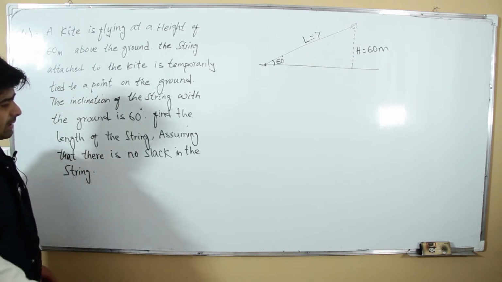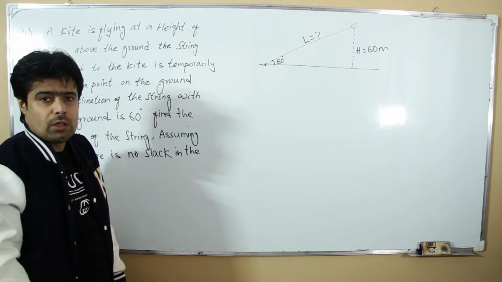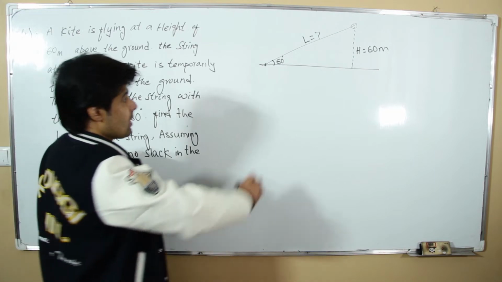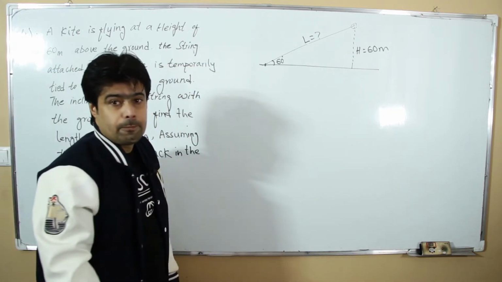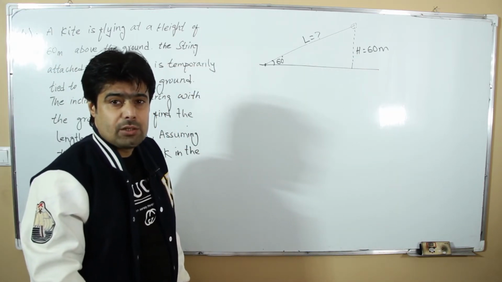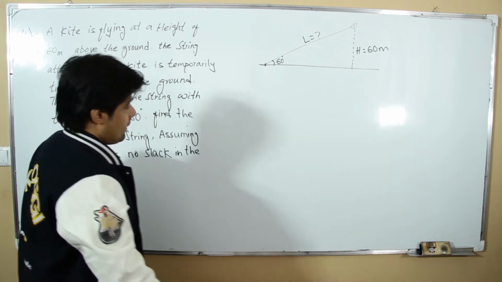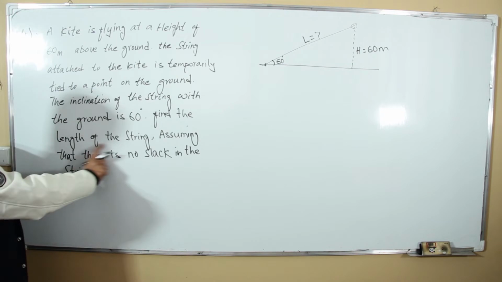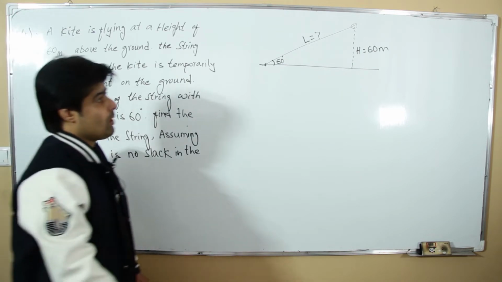What do you mean by slack? Slack means loose. It means there is no loose. It means it is tied firmly. It is completely tied. I think you have got. Now, you have to find the length of the string. Okay.